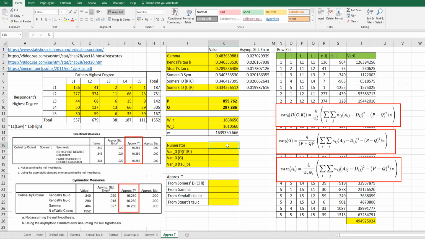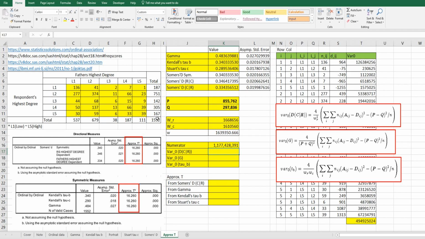Right, so the numerator part is 4 times the left part minus P minus Q, squared over total sample size.